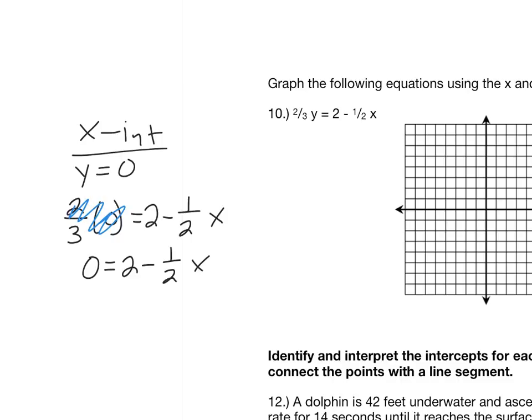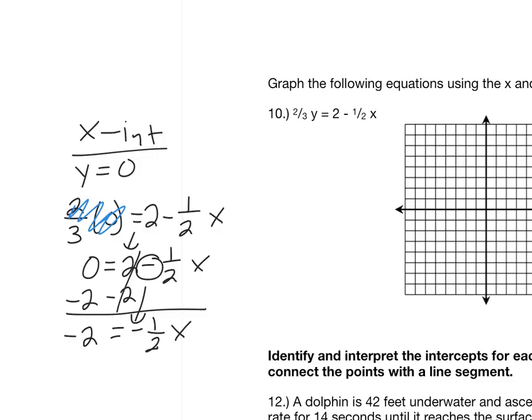All right, so this is negative 1/2 times x, right? And then we have this 2 here, so we're first going to get rid of this positive 2. How do you get rid of a positive 2? With a negative 2. Subtract 2 on both sides there. So 0 minus 2 would be negative 2. And this will cancel out. And that negative needs to come down with the fraction. It's part of the fraction, so make sure you bring that down with the fraction, and it's negative 1/2 x.